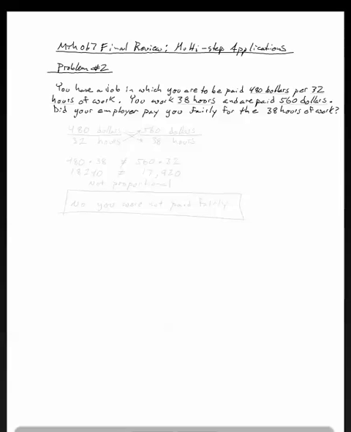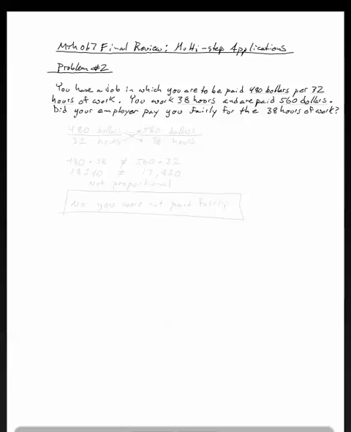This is problem number 2 from the MTH067 final review, multi-step applications. You have a job in which you are to be paid $480 per 32 hours of work. You work 38 hours and are paid $560. Did your employer pay you fairly for the 38 hours of work?